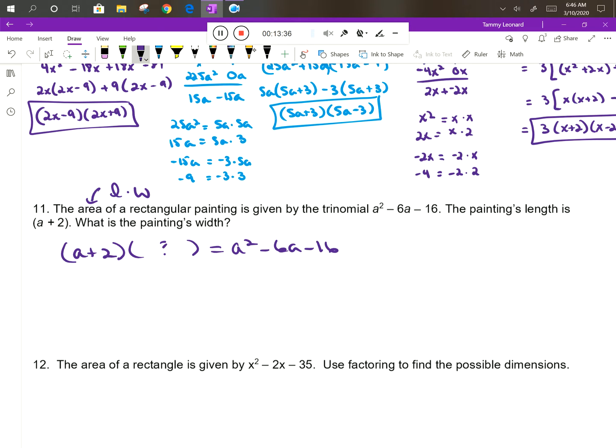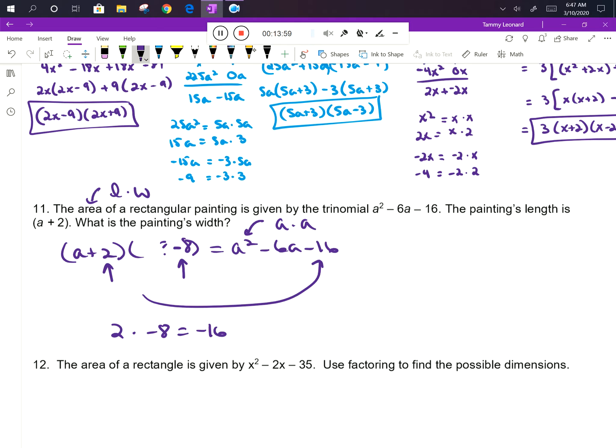But knowing what one of the factors is can be helpful because this term times this term would have to equal negative 16. Well, 2 times negative 8 equals negative 16. So that would lead me to believe that I need a negative 8 in here. And if I look at this first term, a times a is a squared. Well, that a is already there, so I need the other a. So even without going through the work of factoring, we can determine that the width must be a minus 8. You could check that by multiplying the two binomials together, or you could check by just factoring the problem traditionally.